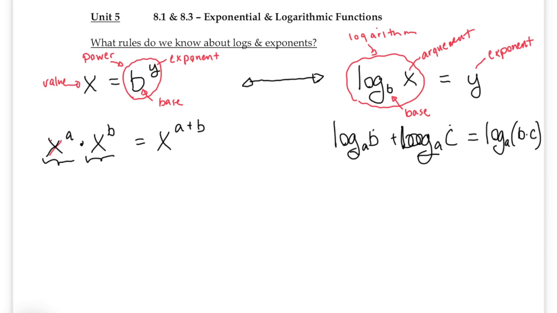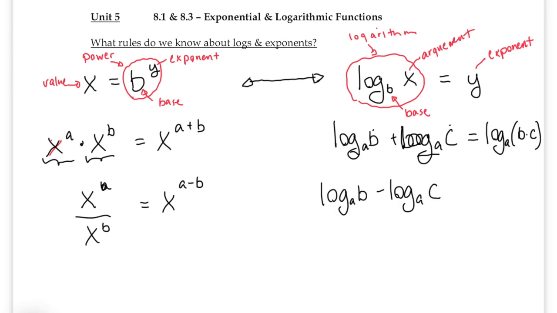Okay. We also have the quotient law. So if I divide two powers with the same base, I can subtract their exponents. And a similar type of law with logarithms, but instead of adding, we're going to subtract. Log base a of b minus log base a of c is equal to, written as a single logarithm, log base a of b over c.